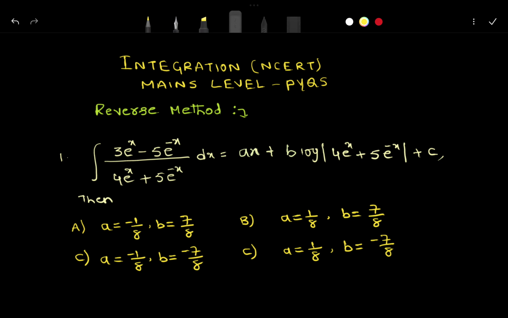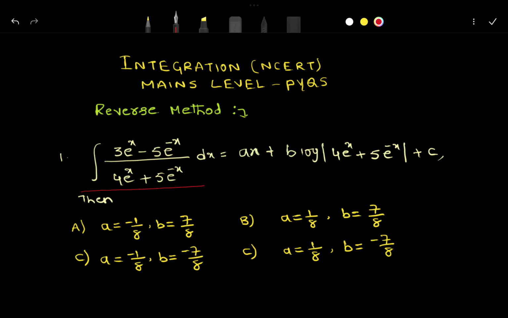This is one of the most important model questions in integration. This model question was already given in previous year mains examinations. So how to do this model question? Integration of (3e^x − 5e^(−x)) / (4e^x + 5e^(−x)) dx = ax + b log(4e^x + 5e^(−x)).